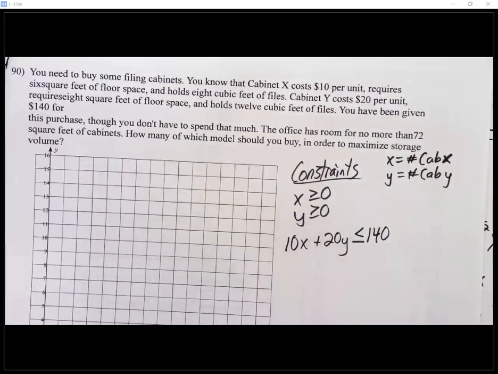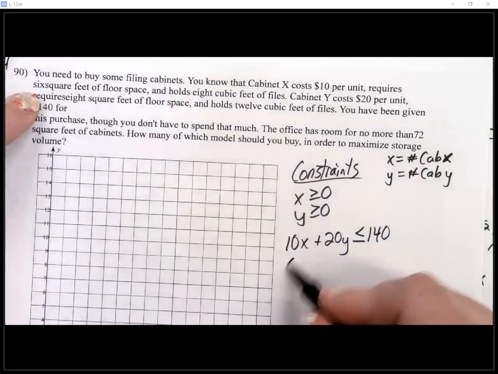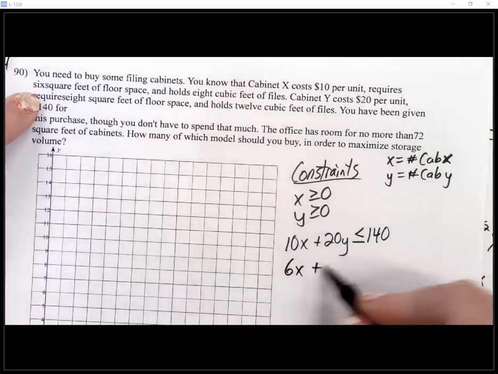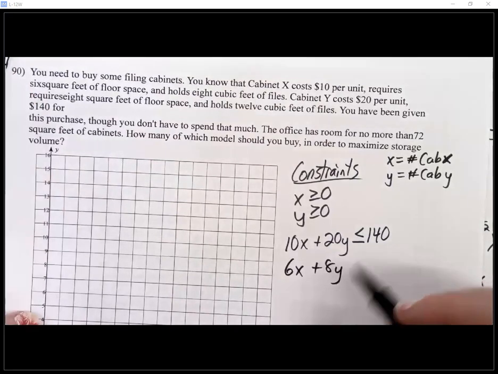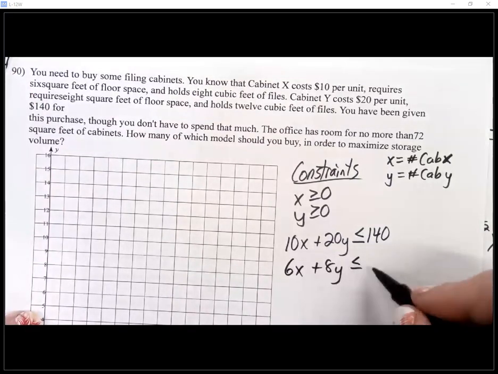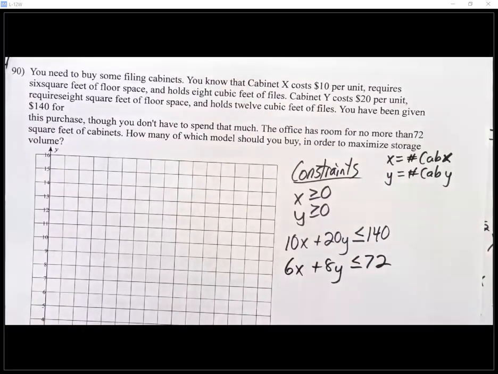And what else? I only have 72 square feet, that's all that I can fit. So 6 square feet are used up by X, 8 square feet are used up by Y, and I only have 72 square feet to deal with. Based on this alone, you'll probably be able to pick your right choice without even having to graph it. But how many of which models should you buy in order to maximize storage?